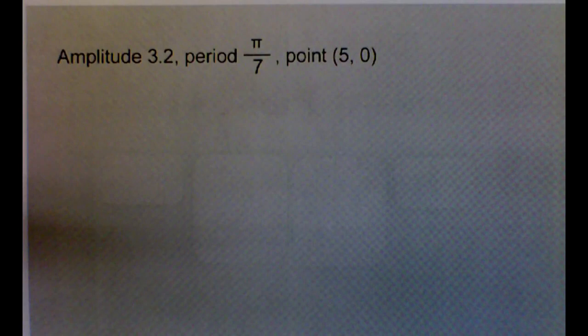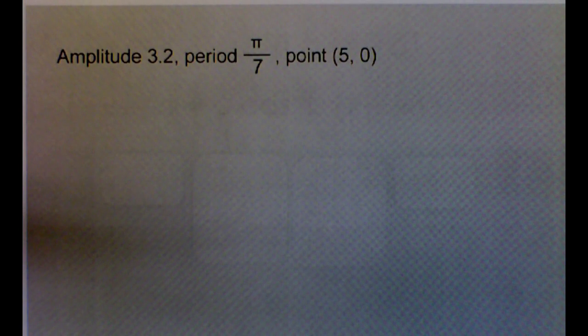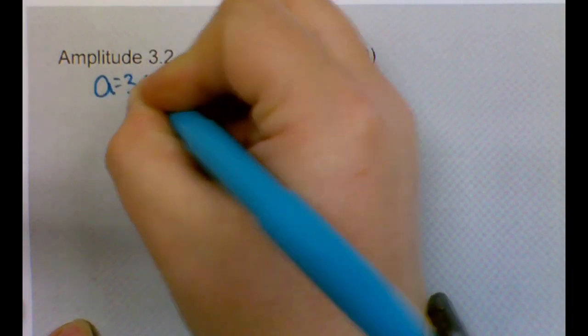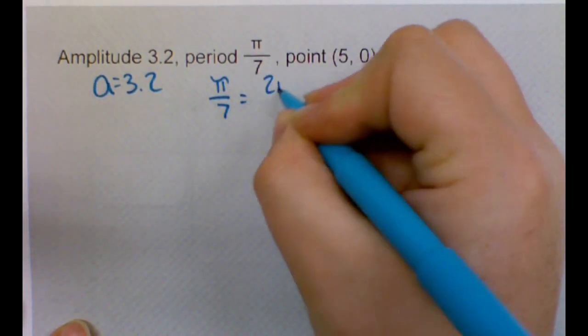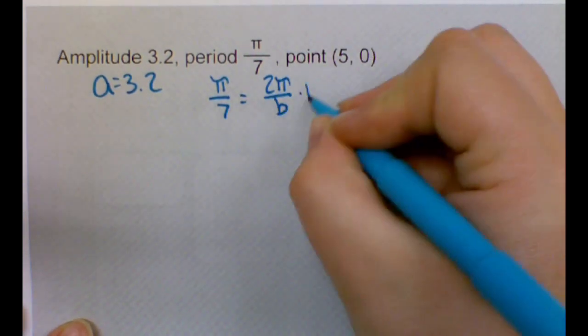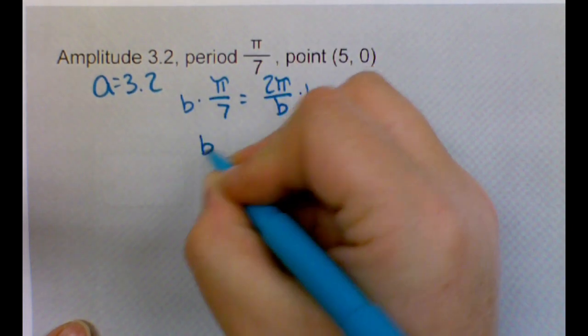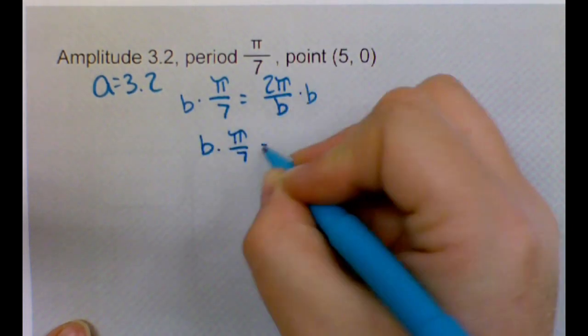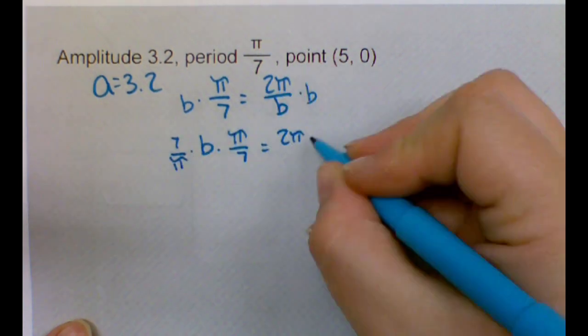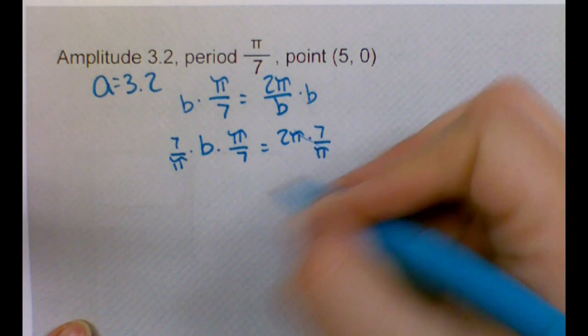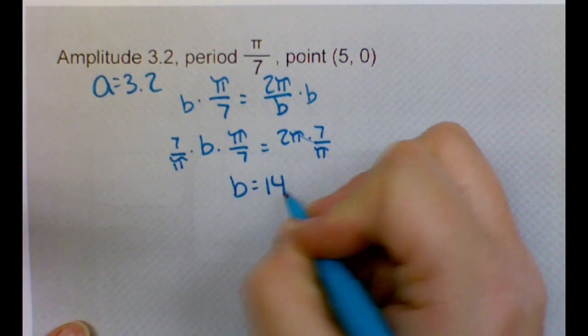All right, amplitude is 3.2, the period is pi over 7, it goes through the point 5, 0. Amplitude is pretty straightforward, the amplitude is 3.2. Period is not too bad, pi over 7 equals 2 pi over B. Multiply my B over. B times pi over 7 equals 2 pi. Multiply by 7 over pi. My pi's cancel. B is 14.